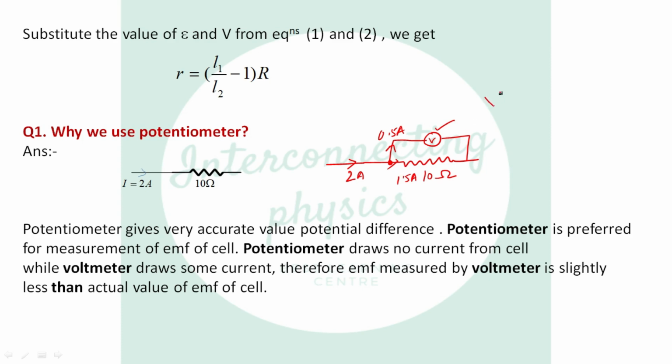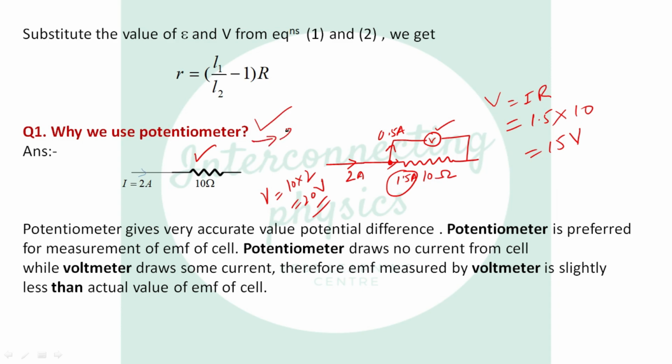According to Ohm's law, V equal to IR. So what is I in the wire? It is 1.5 this time, 1.5 into 10. So this is 15 volt. And by using Ohm's law directly, the result was 10 into 2, that is 20 volt. So the voltmeter does not give the exact value of the potential difference across a wire. That's why we need a potentiometer, because a potentiometer gives us the exact value of the potential difference.